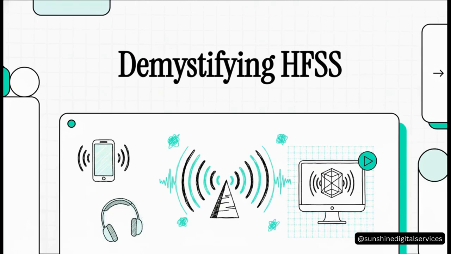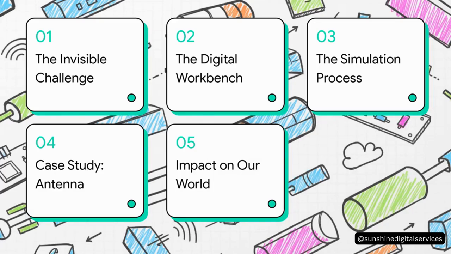Have you ever stopped to think about how all the invisible signals that run our world, your Wi-Fi, your phone, your Bluetooth, are designed to work so flawlessly? Well, today we're diving into an incredibly powerful piece of software called HFSS. This is the virtual drawing board that engineers use to build our wireless reality before a single piece of hardware is ever made. So here's how we're going to break it all down.